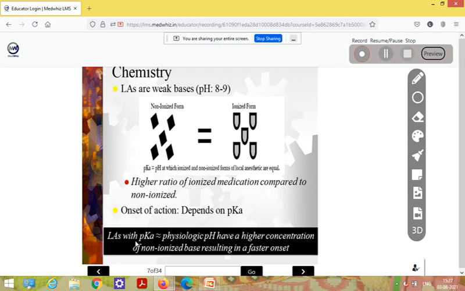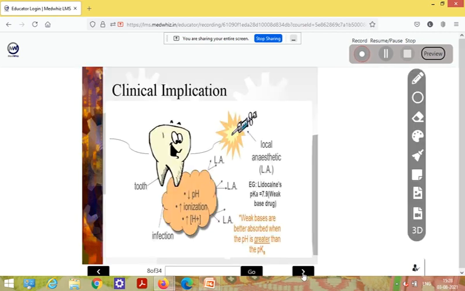Local anesthetics with a pKa equivalent to the physiologic pH have a higher concentration of non-ionized base, resulting in a faster onset. This is because an unionized drug enters the cell very quickly and will have a faster onset. But please remember, when it enters the interior of the cell, at the pH of 7, it becomes ionized, and it is this ionized drug which finds its place within the receptor for the local anesthetic.